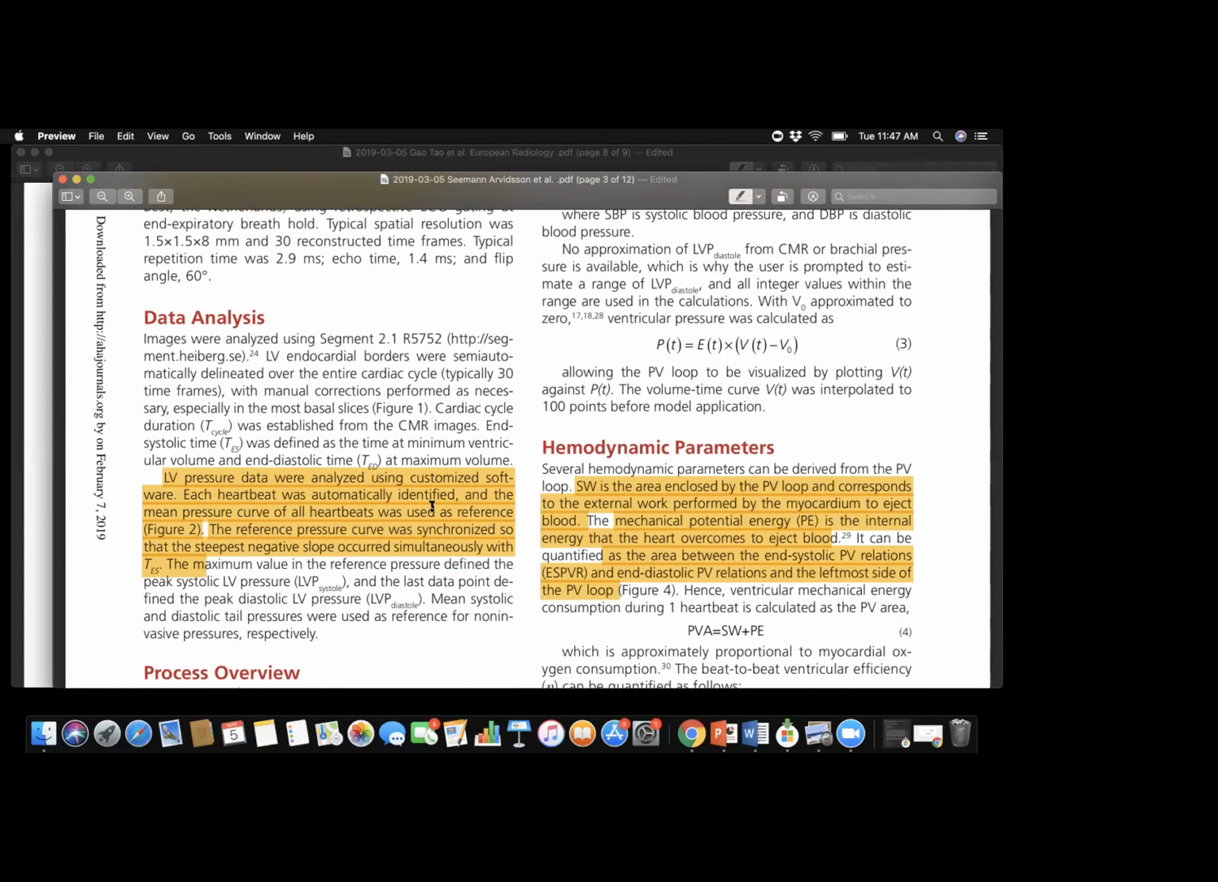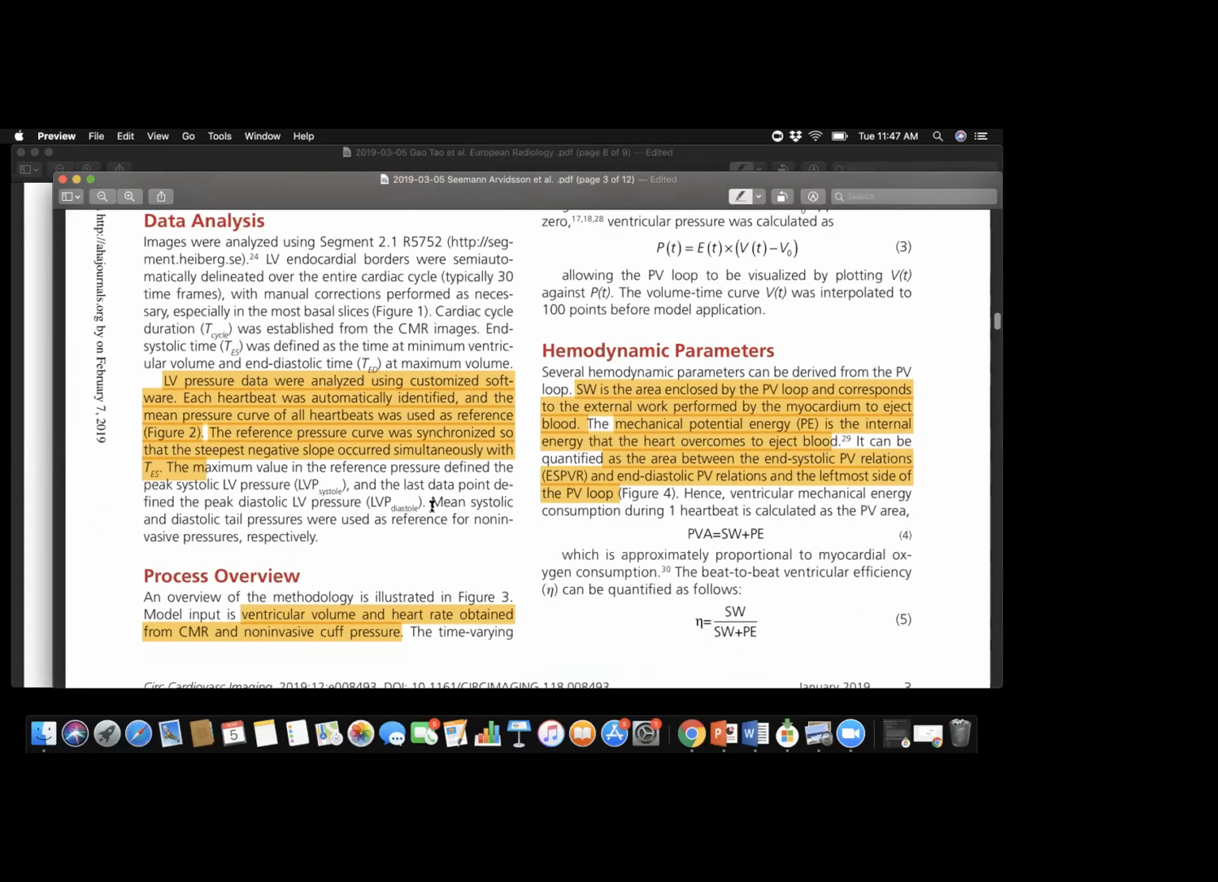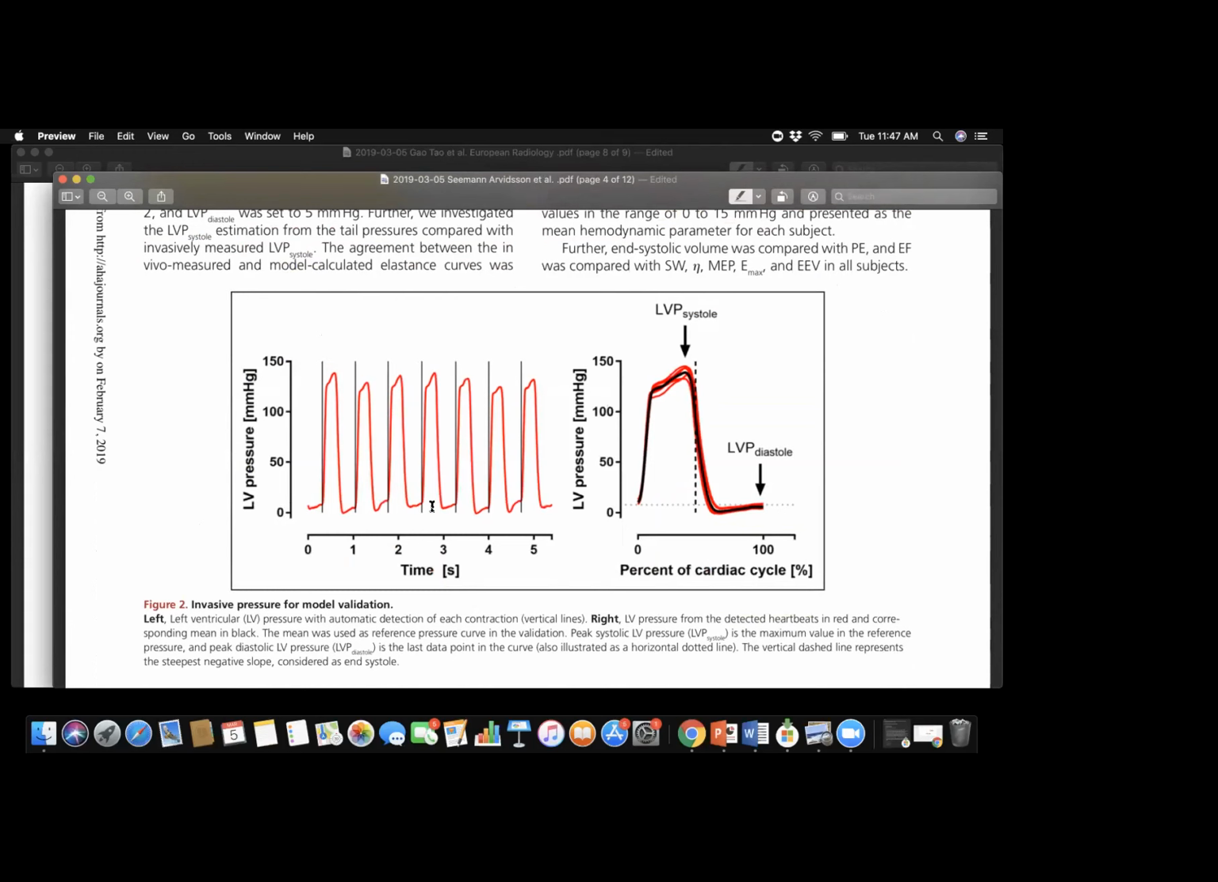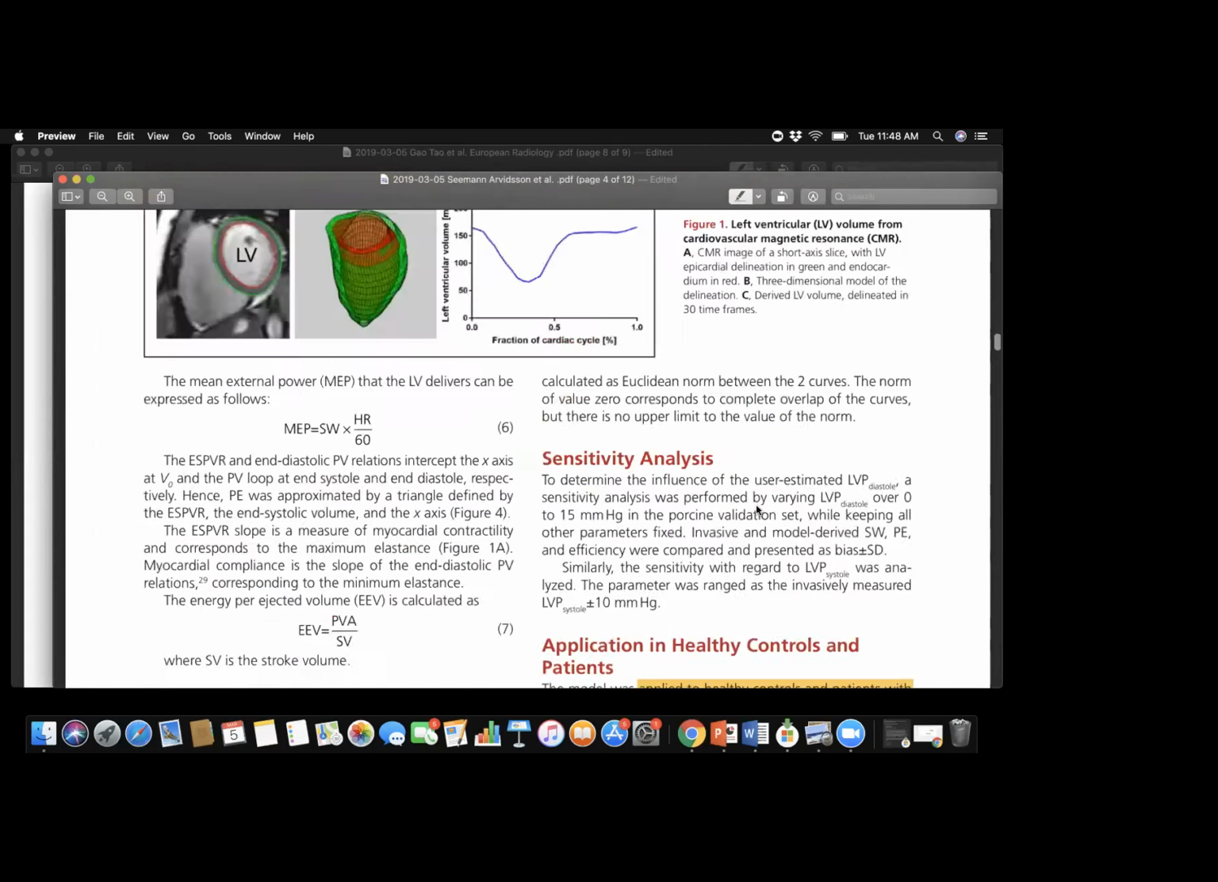In terms of the data analysis, the pressure data was analyzed using a software, and I'll show you here. Each heartbeat was automatically identified, and the mean of the pressure curves was used as a reference. Basically, the highest point is your LV systolic pressure, and the diastole here.